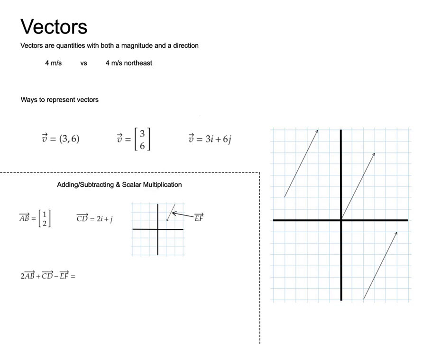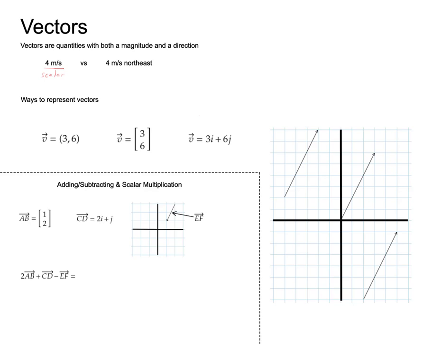In this video, I want to talk briefly about vectors. A vector is a quantity with a magnitude and direction. So let's take a look at 4 meters per second versus 4 meters per second northeast. Well, the 4 meters per second is called a scalar because it is just a magnitude. There's no direction associated with 4 meters per second.